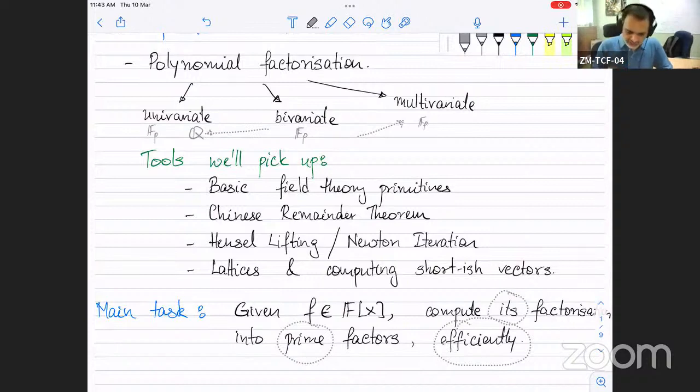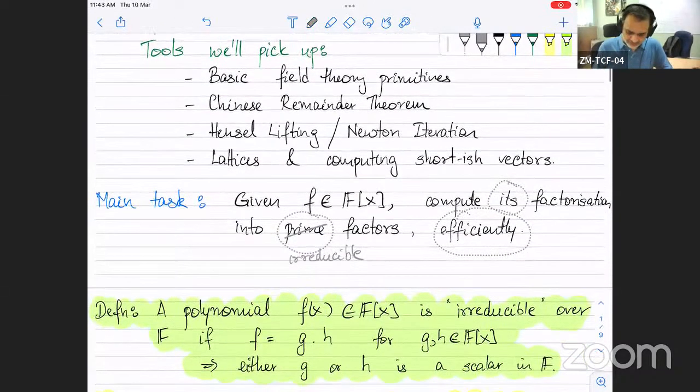Okay, so let's first clarify what this notion of prime means. Traditionally, the word that is used instead of prime is irreducible. So what do I mean by that? A polynomial is irreducible. Basically, it's your typical notion of what a prime number is. It's something that can't be decomposed into non-trivial factors.